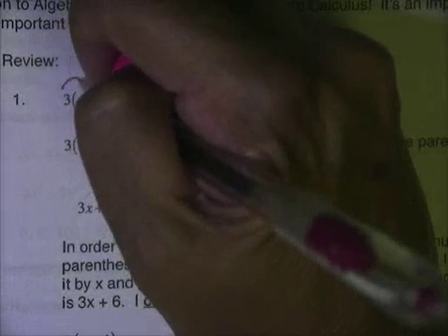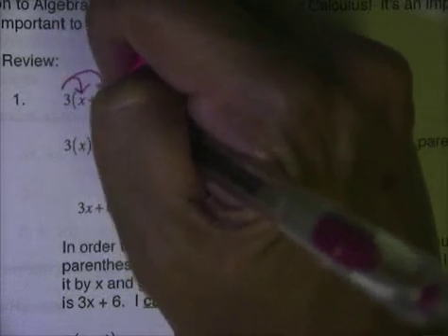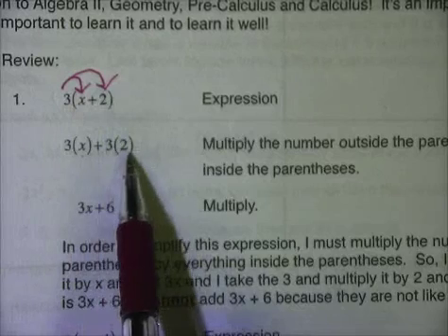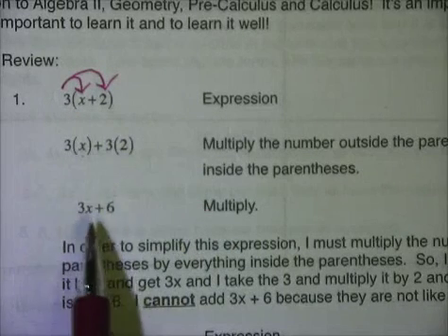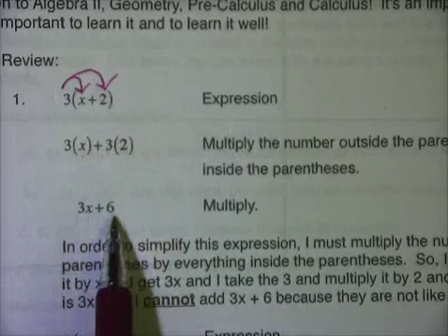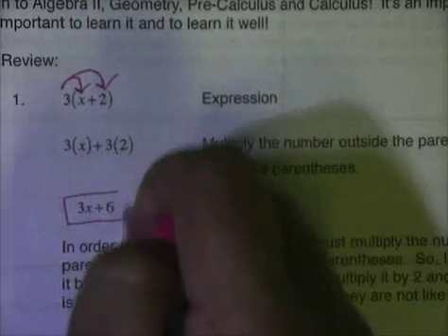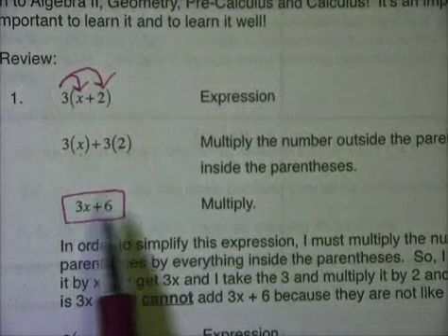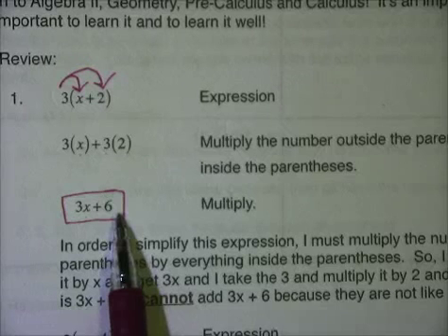and we're going to multiply it by everything inside the parentheses. So we're going to take 3 times x plus 3 times 2. So 3 times x is 3x, 3 times 2 is 6, so 3x plus 6. We cannot add the 3x and the 6 because they are not like terms.